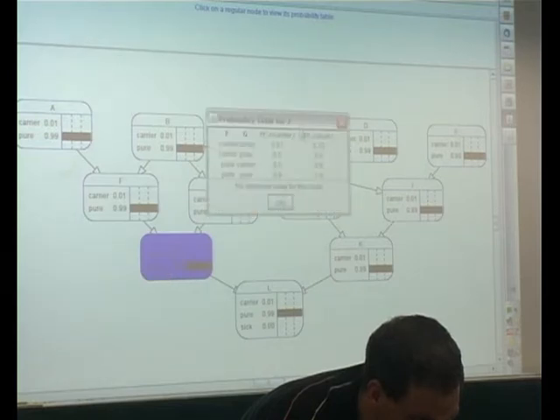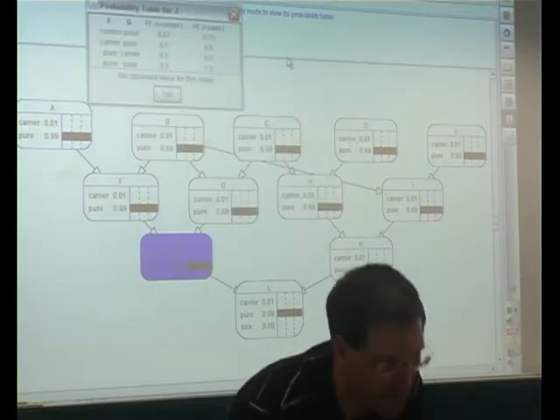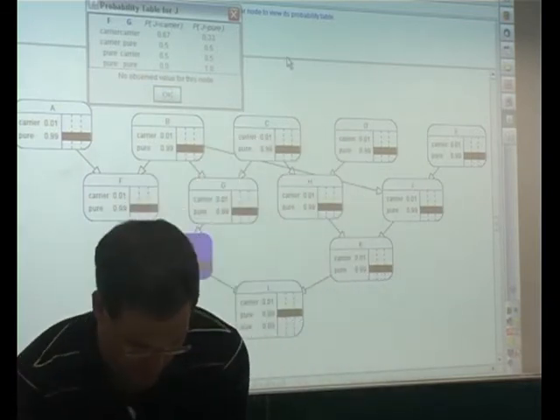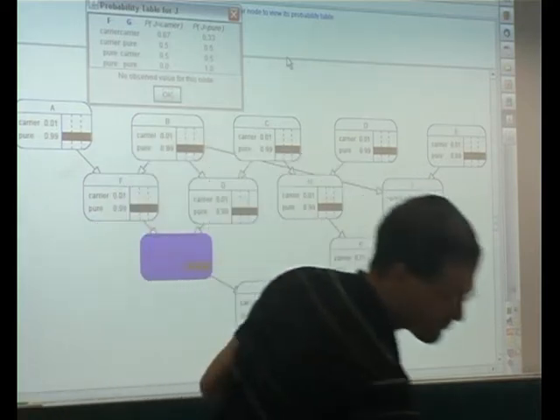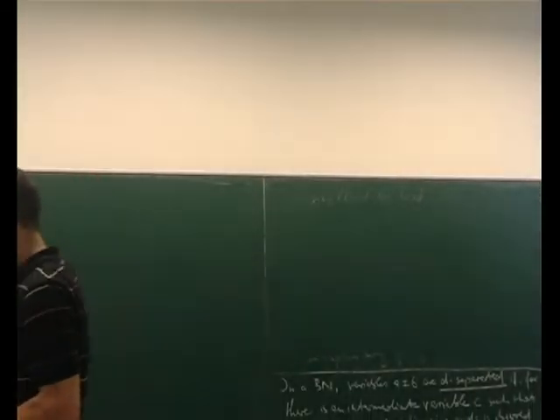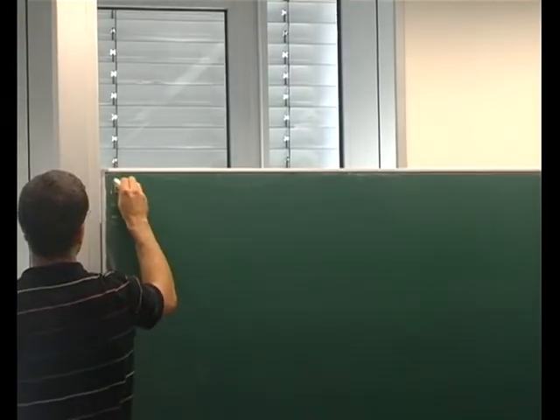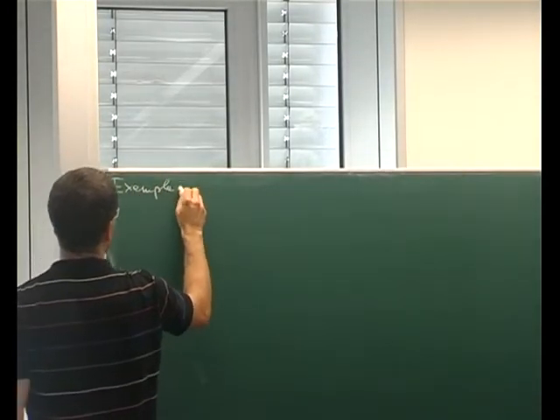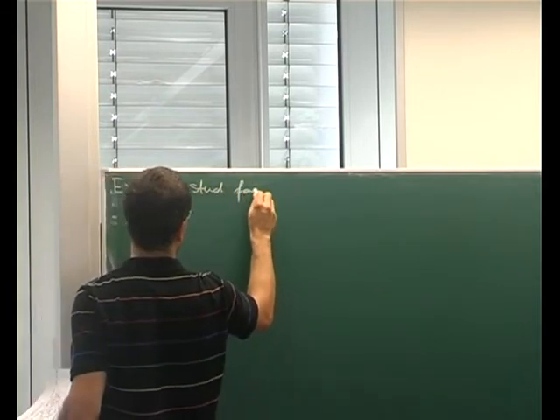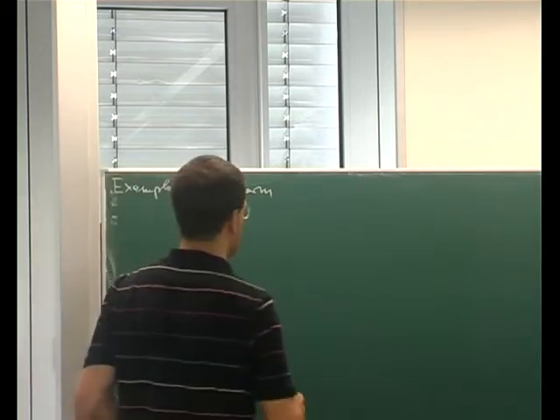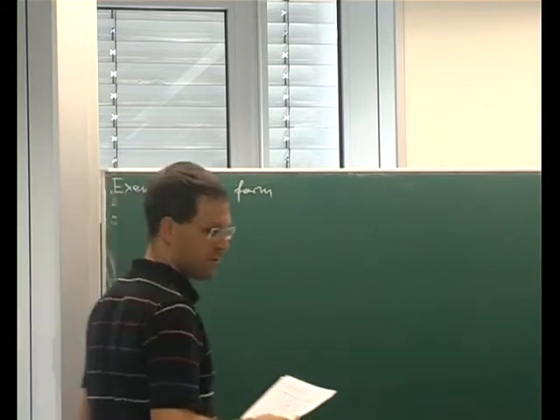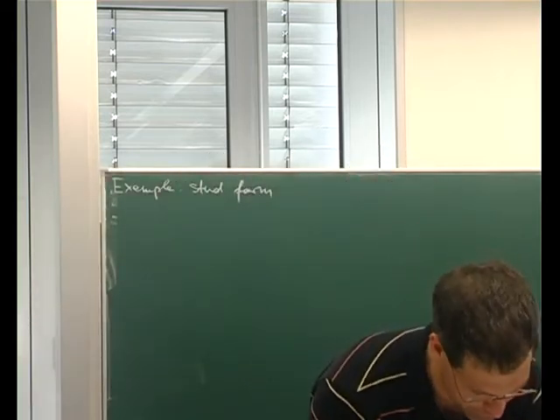We can look at the table again. Yeah, now these numbers look perhaps more familiar. So where do these numbers come from? Let's do that in detail. So we're working on the example of the stud farm. And well, I should draw it because we will use that as a running example.